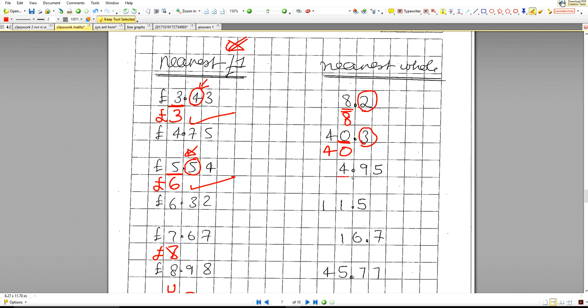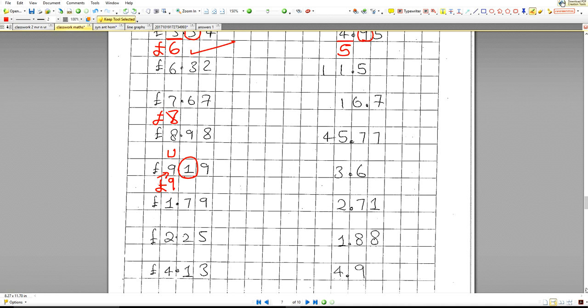4.95, this is your whole number, the units column. You look at the next column. Because it's 5 or more, you add 1. So 4.95 is nearly 5. You do not write down 5.0, just 5, because we are writing whole numbers. Whole numbers do not have points in them. So that doesn't make any sense if it has points in them.